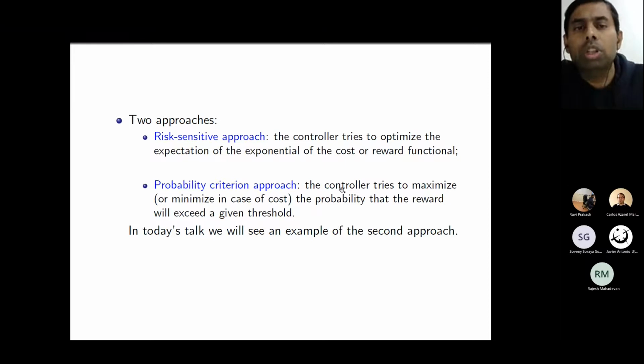Another approach is called the probability criterion approach. In this approach, the controller tries to maximize, or minimize in the case of cost, the probability that the reward will exceed a given threshold. You fix a threshold a priori, and then you try to maximize the probability that your reward will exceed that threshold. That is what is called the probability criterion approach, and in this talk, we will see an example of this second approach.